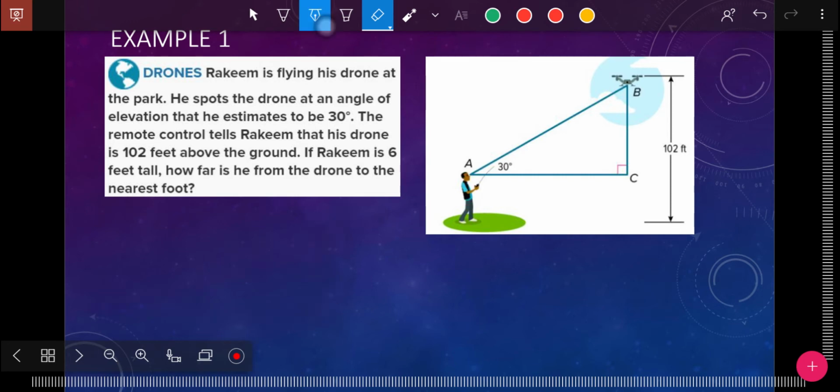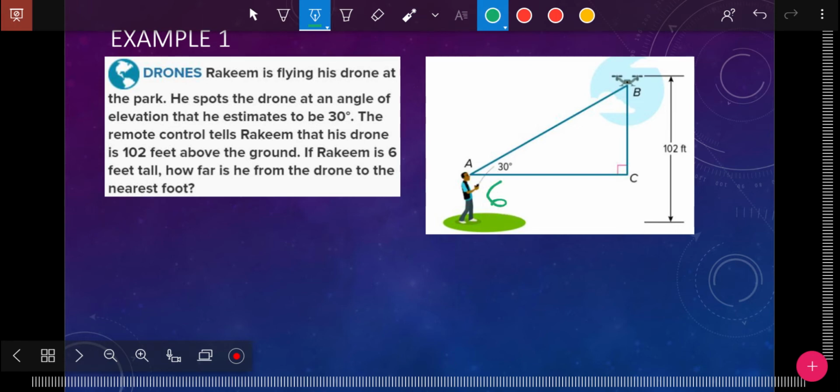Right? Now let's talk about the information they give us in this picture. It says that he spots it at 30 degrees. Well, they already put that here for us. They said the drone tells him it's 102 feet in the air. They already put that there for us. But then it says Rakeem is 6 feet tall, and we're just going to assume when they say 6 feet tall, they mean from the ground to his eyeballs.